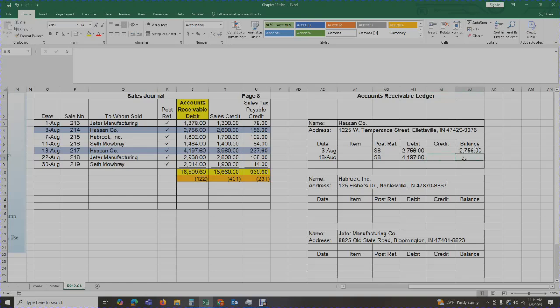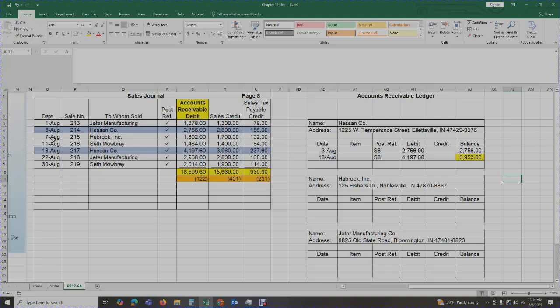So what do we do? We get the beginning balance of $2,756, and I'm going to add my transaction of $4,197.60. So my ending balance for Hassan is $6,953.60. So now I know that Hassan owes me that amount of money.